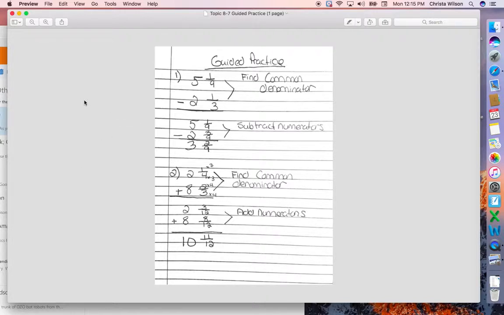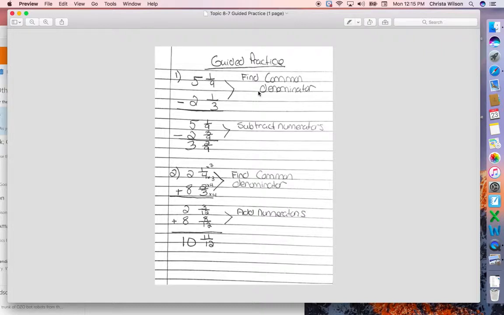What we're doing is we're taking two mixed numbers and we're either adding or subtracting them. The same thing holds true when you're adding or subtracting fractions. They have to have a common denominator. So in example number 1, we have 5 1/9 subtracted from 2 1/3. So we're subtracting 2 1/3 from 5 1/9.